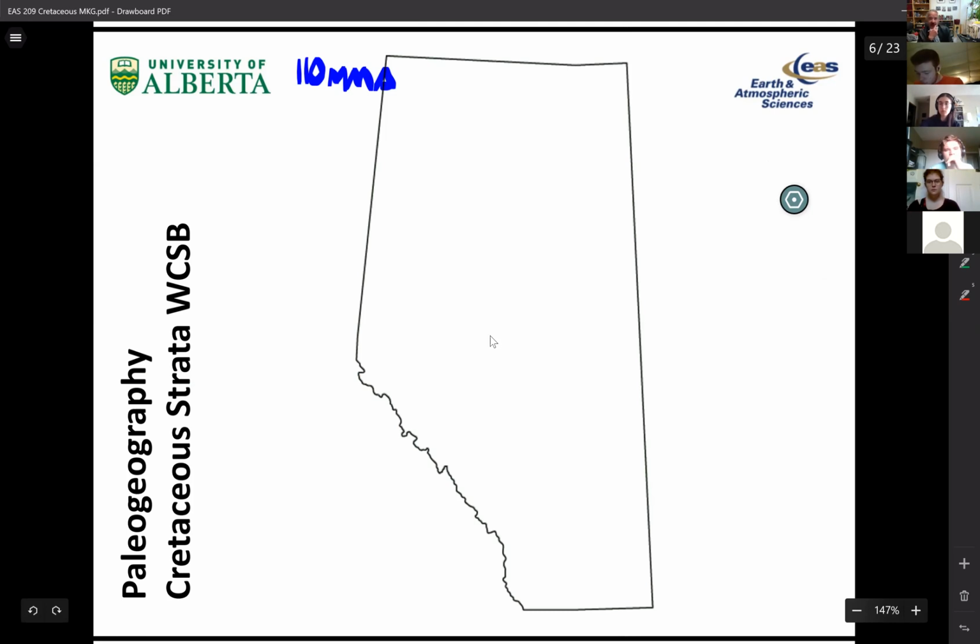And to set up your paleogeography, the first thing you have to know is that as global sea levels are increasing, the oceans encroach on Alberta first from the north. And that's what's known up in the Northwest Territories and northern Alberta initially as the Boreal Sea. And the Boreal Sea is becoming established, and this is all a shallow sea.